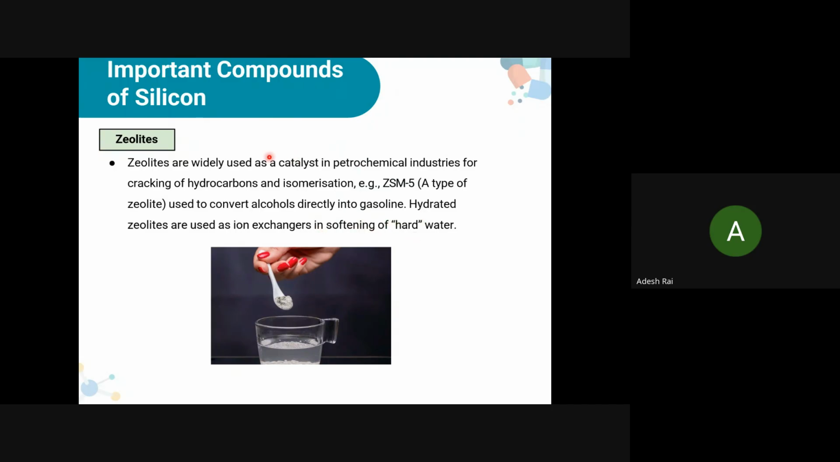So three applications of zeolites we have done. First, catalyst in petrochemical industries. Then it is a special type of zeolite, which is what? ZSM5 converts alcohol to gasoline. And third one is what? It is used as a water softener by performing ion exchange.